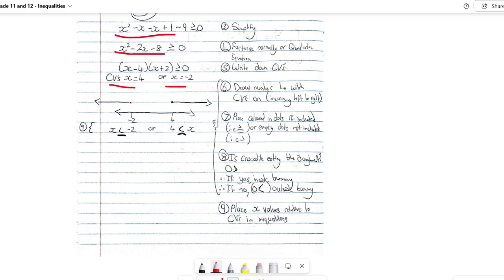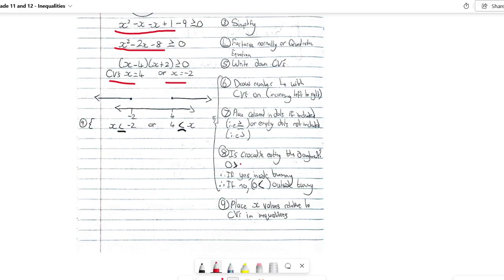So then we have drawn our number line, we've placed them, and the next step, step 7, is putting the colored-in dots here, because we have a greater than 0 and equal to 0. Colored in means it is equal to as well. We have the little line underneath the greater than. If there wasn't an equal to, then it would just be a not colored-in dot.